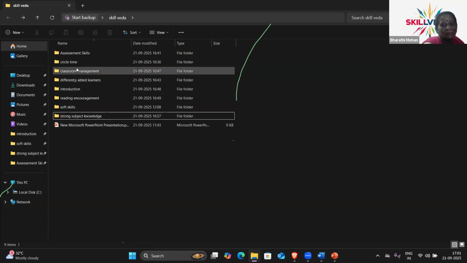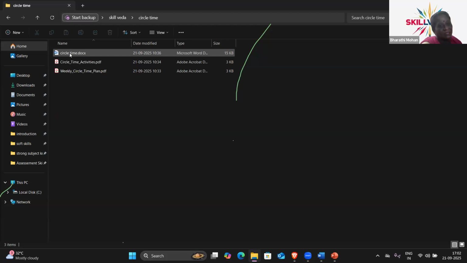And circle time. Now, circle time really helps. It's a very good bond between the teacher and the children. We should have it daily to know the children better. At the same time, you should see to it that learning also takes place in the circle time. So circle time is actually a very powerful classroom management tool.